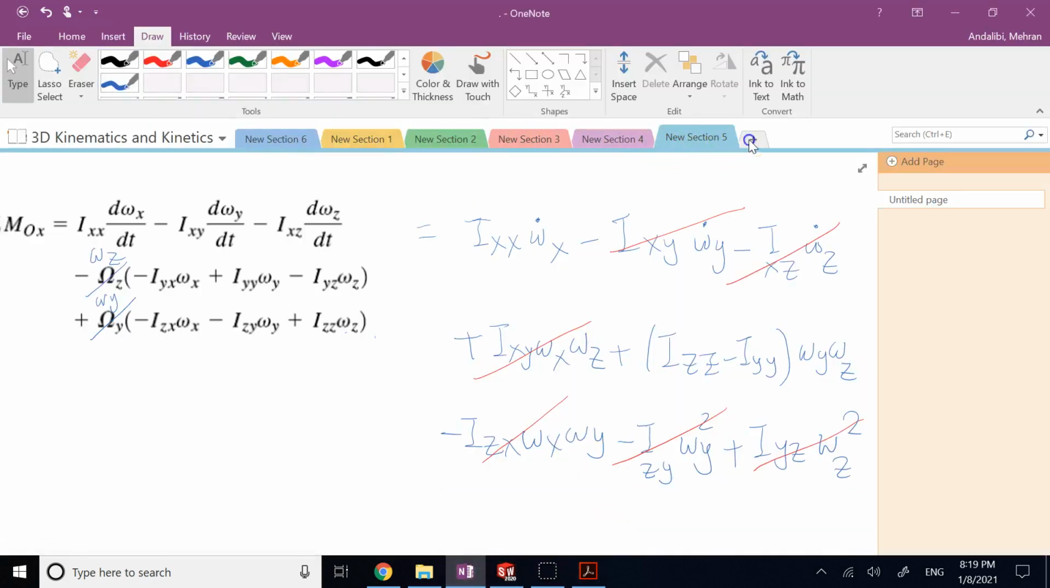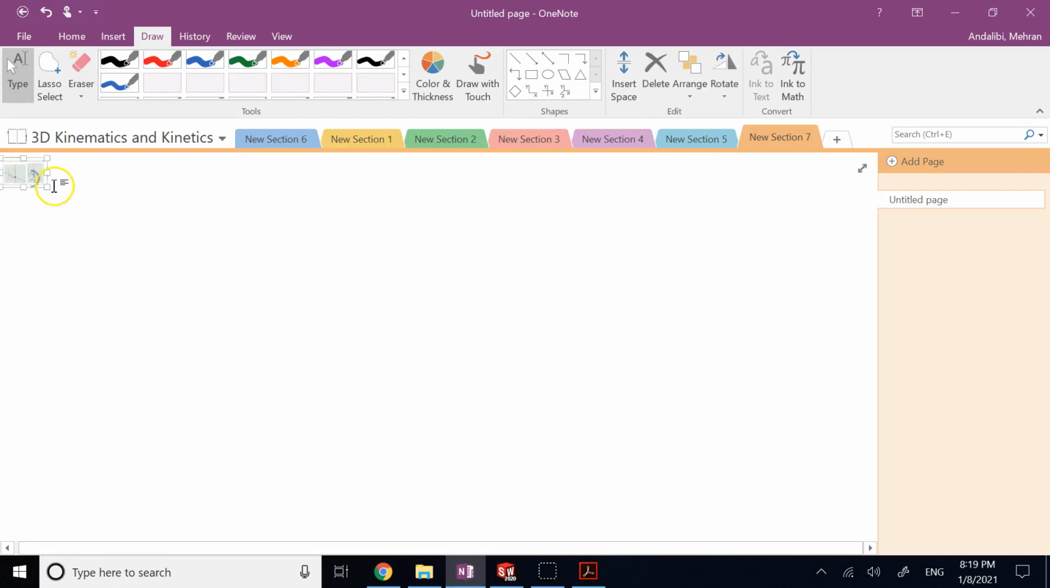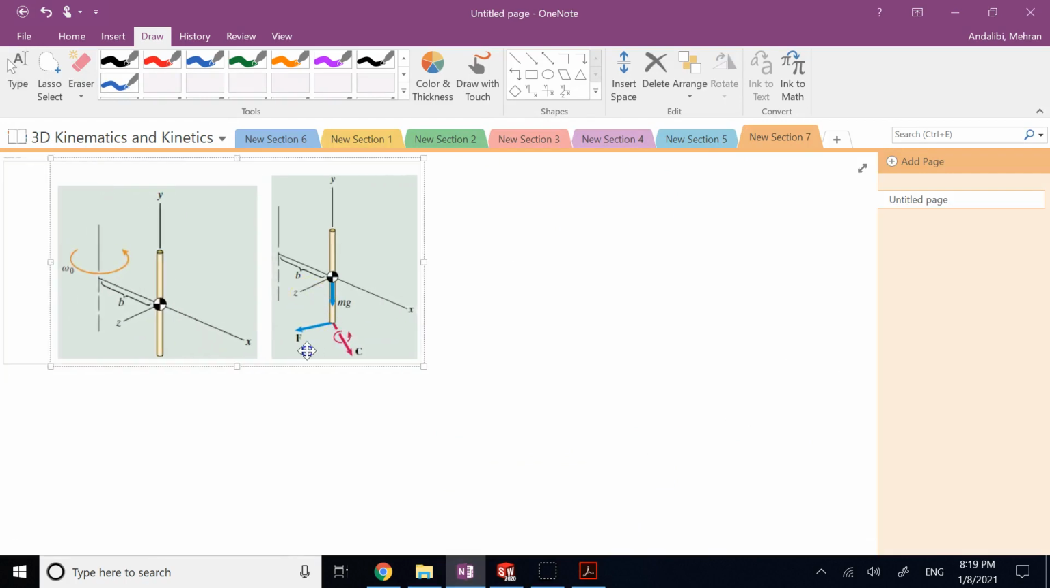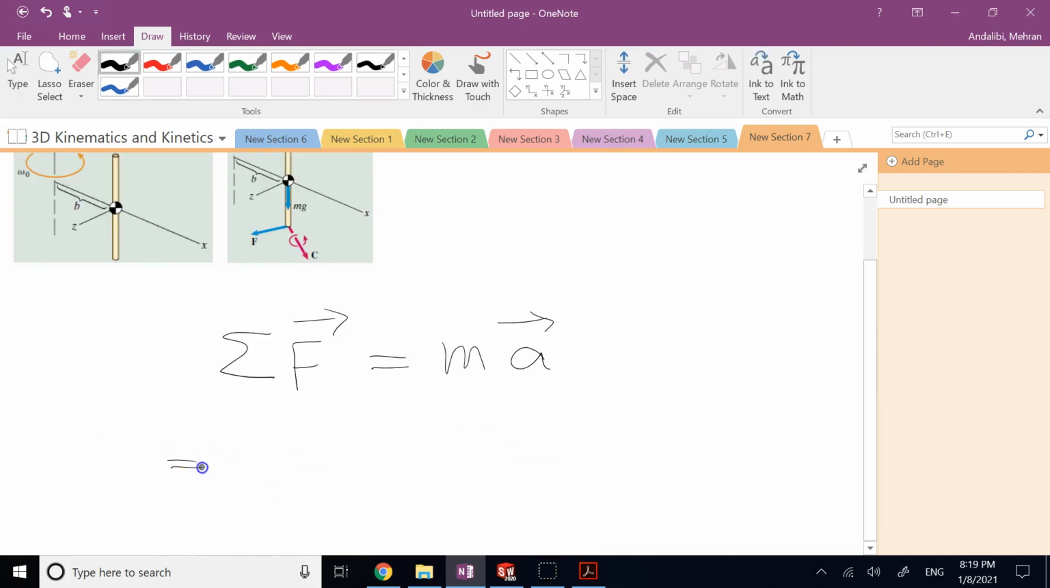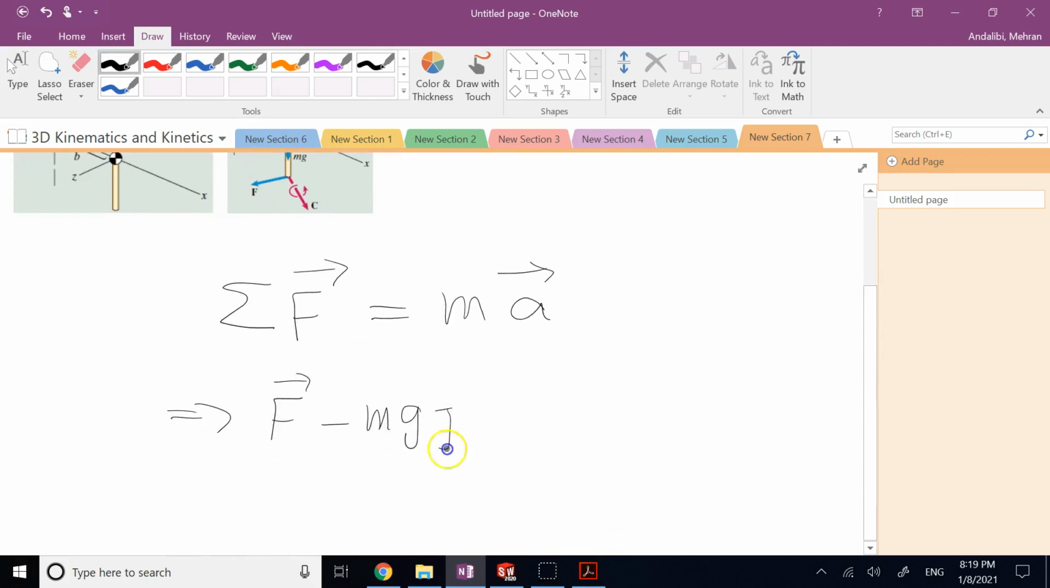I'm going to solve this problem for you. As I said, we have 3 equations of motion for translation and 3 for rotation. If we focus on translation, the equation is very simple. It says the sum of the forces is equal to mass times acceleration. In this case, the sum of the forces is the resultant force F, minus mg in the negative y direction, so negative mg j. This is equal to m times a.